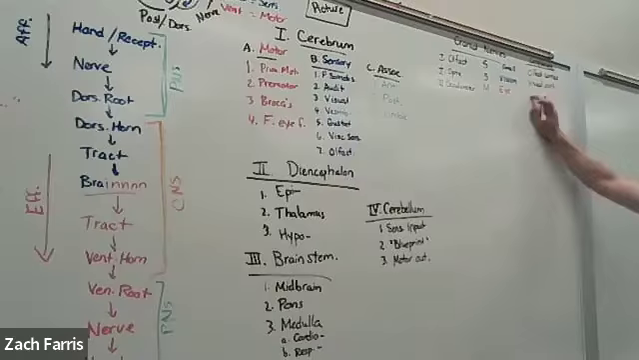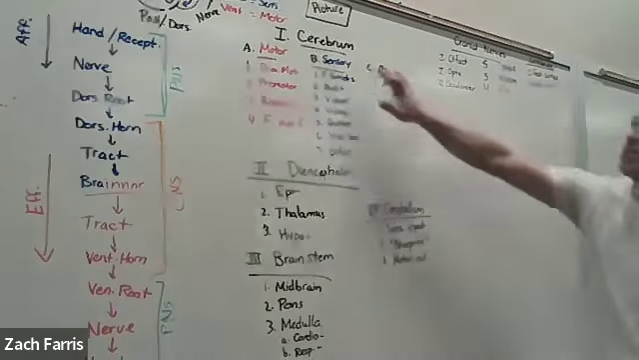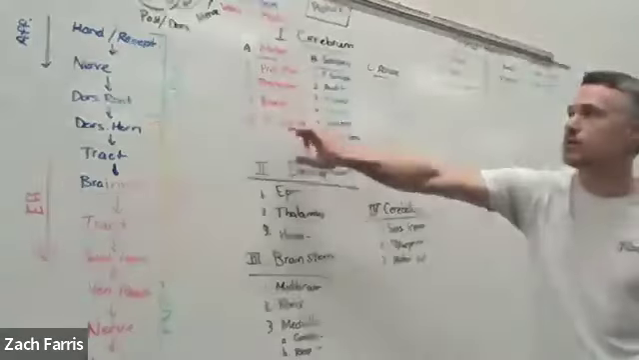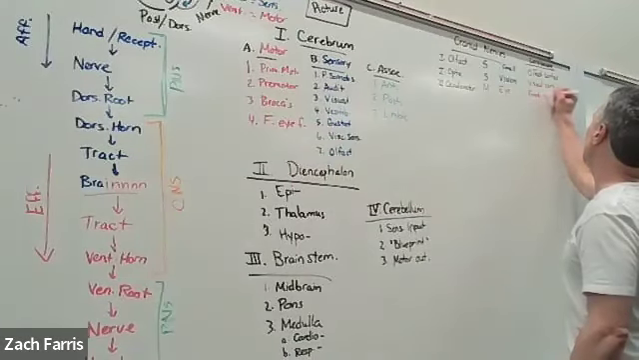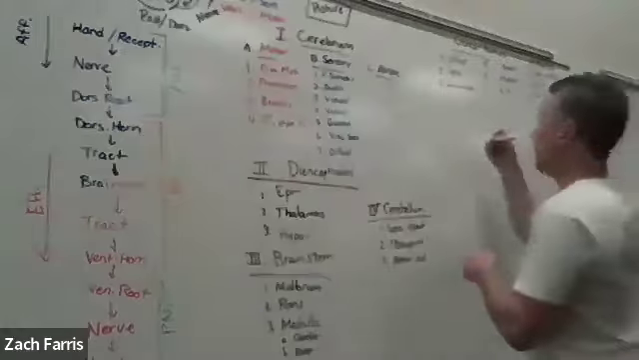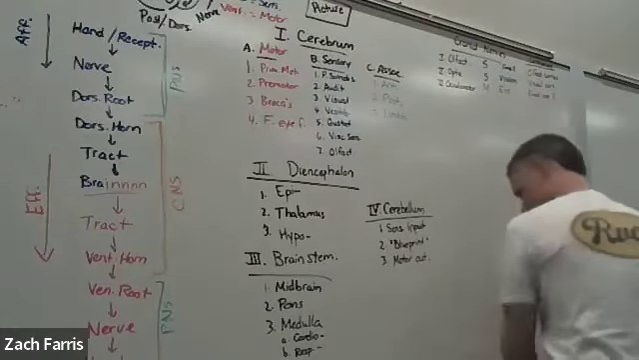So where are we going in the cerebrum? Frontal eye field. We're not going in the blue, we're in the red, right? Frontal eye field. You get the idea.